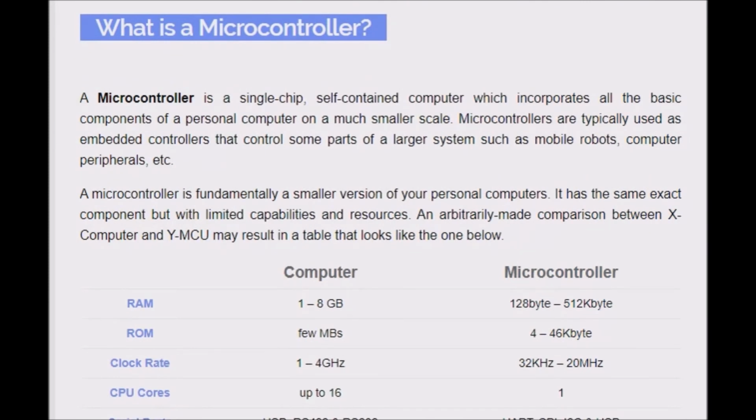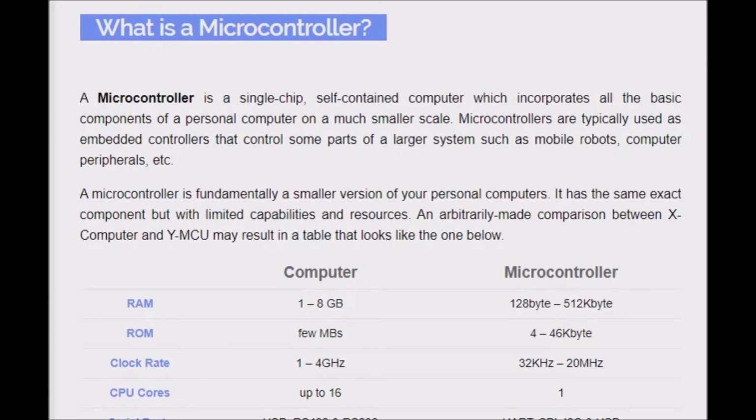What is a microcontroller? A microcontroller is a single-chip, self-contained computer which incorporates all the basic components of a personal computer on a smaller scale. Microcontrollers are typically used as embedded controllers that control some parts of a larger system, such as mobile robots, computers, or computer peripherals, etc. A microcontroller is fundamentally a smaller version of your personal computer. It has the exact same components, but with limited capabilities and resources.